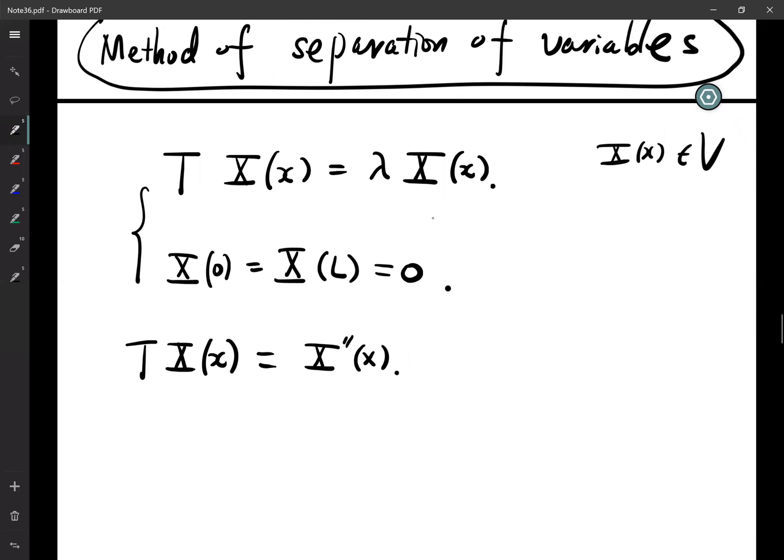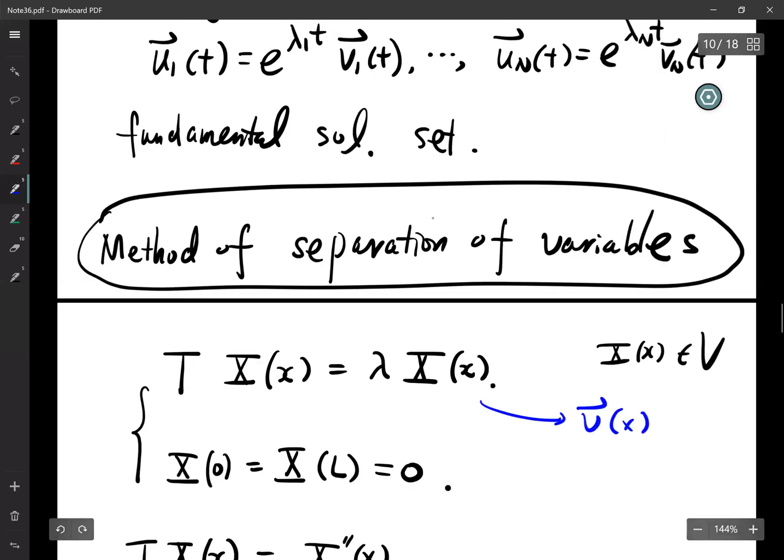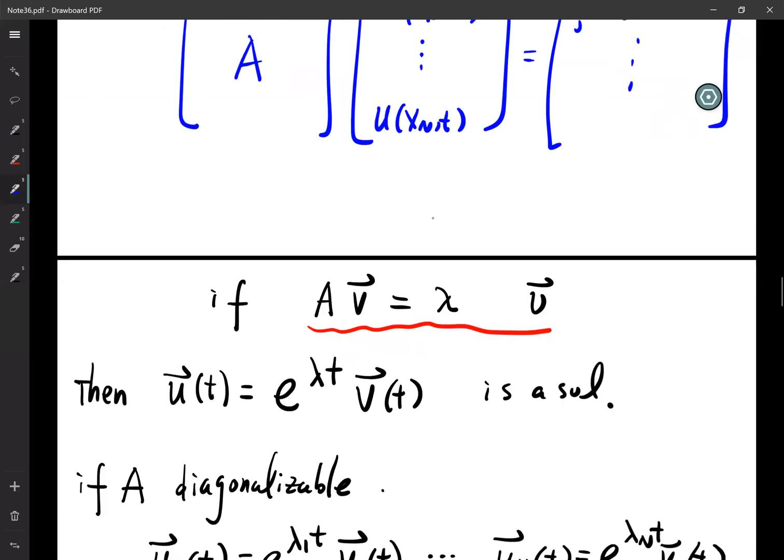Professor, what is the capital X? It's just a function. It's an eigenfunction. So it plays the role of the v before. But since I don't have this vector, I just call it a function, capital X. Okay. So the justification above shows why I want to care about such an eigenvalue problem.